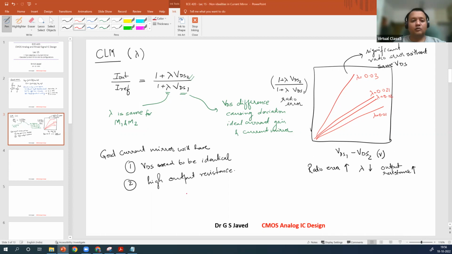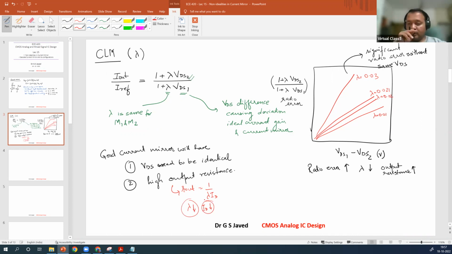The way to solve this: high output resistance means R out is equal to 1 over lambda ID. So how can R out be more? If lambda is less, then R out can increase. Or if ID is less, R out can increase. So these are the two methods. Okay, that is one.